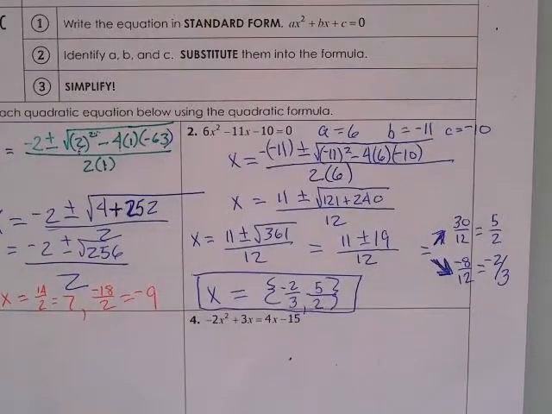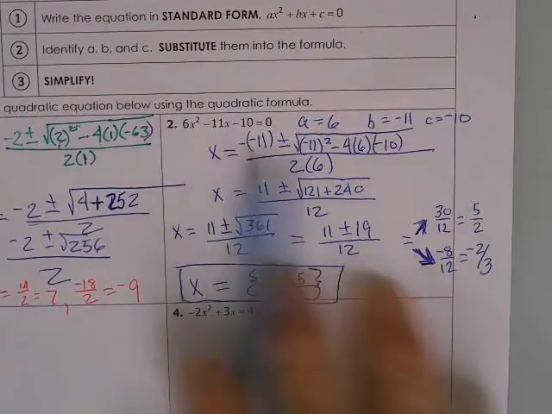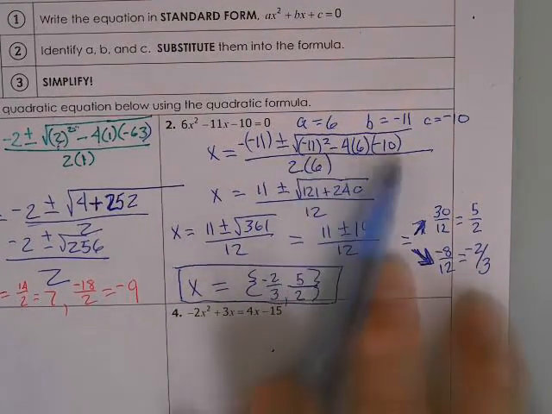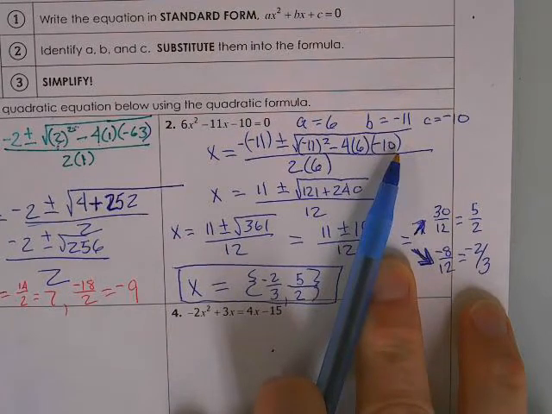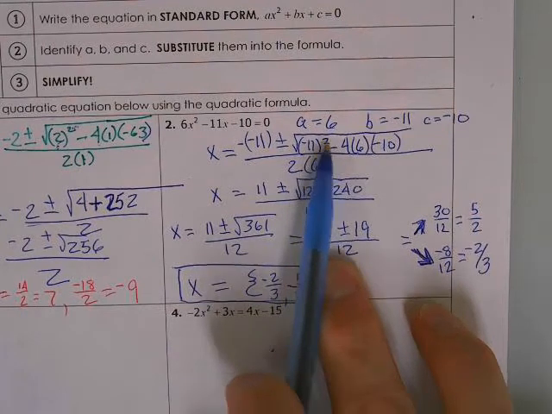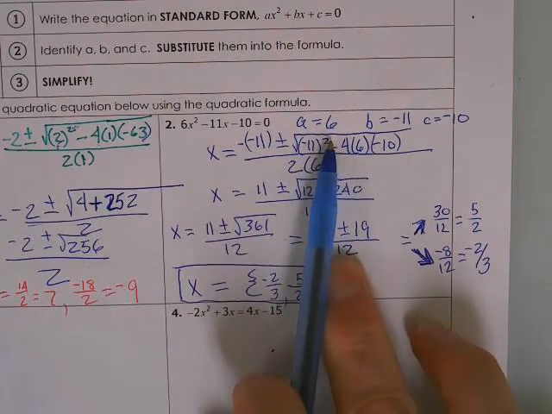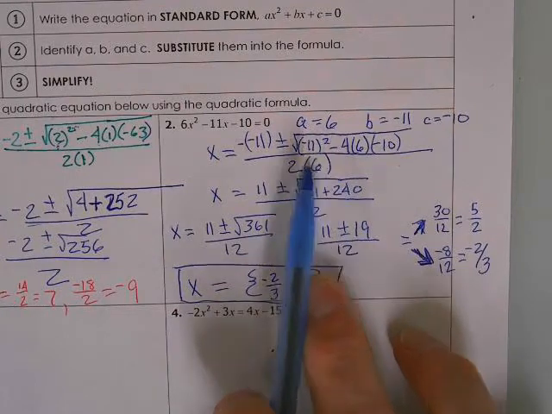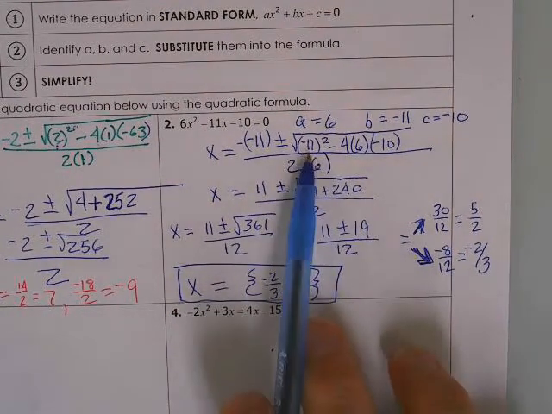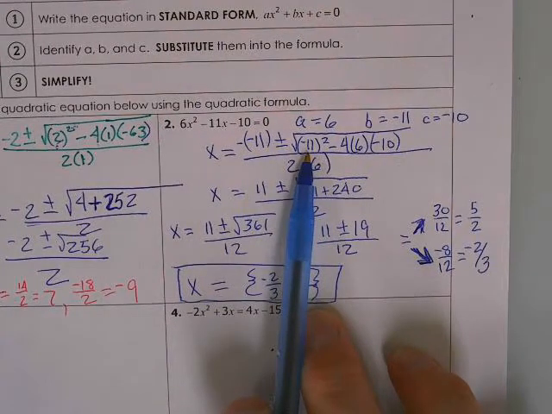A couple of things I want to point out: when you're doing this, especially if you're plugging it into a calculator, you want to do what's under the radical first and simplify that. And use parentheses here. If you have negative 11 squared, that's different than the opposite of 11 squared. So if your term here was negative 11, put it in parentheses. It'll keep you from making a sign mistake.